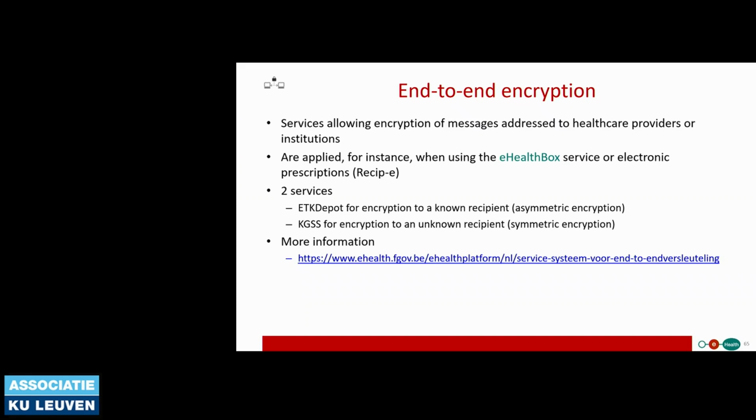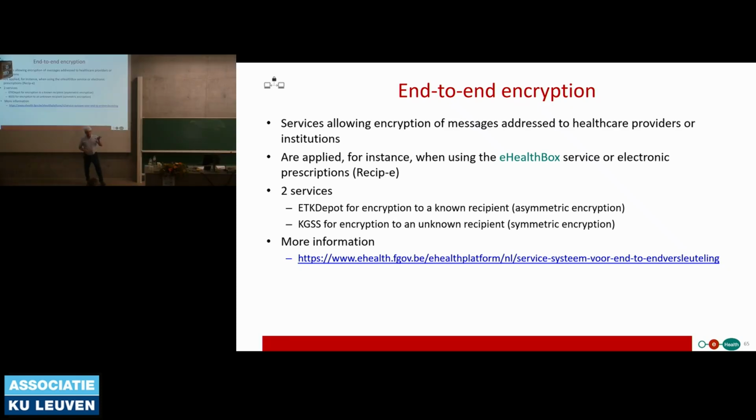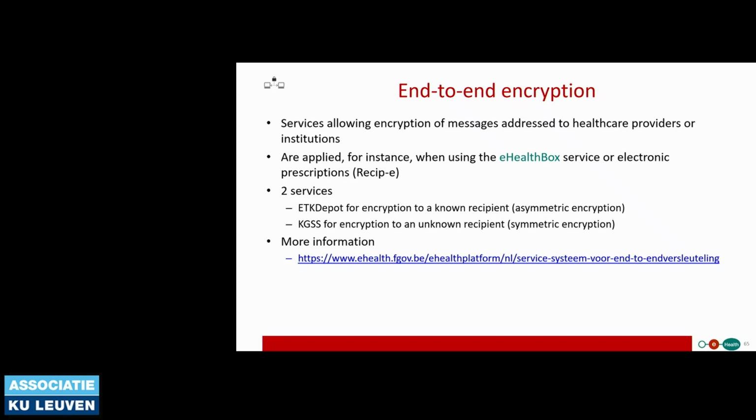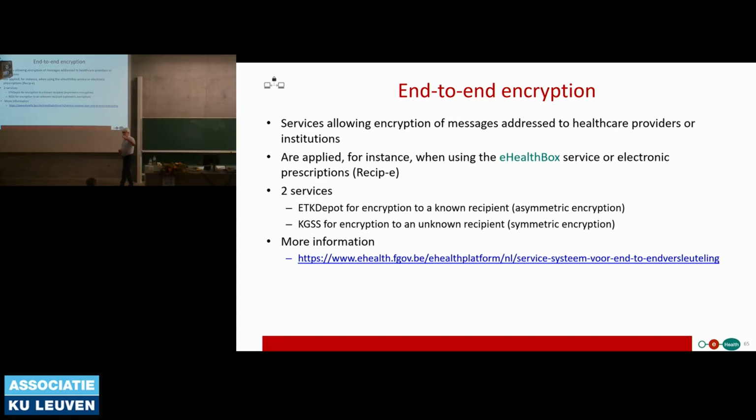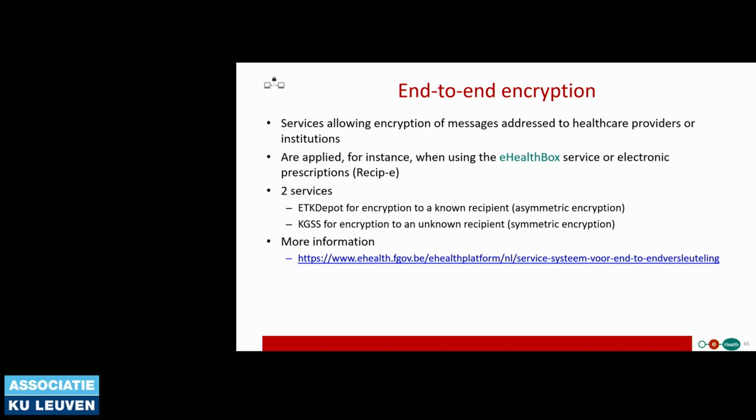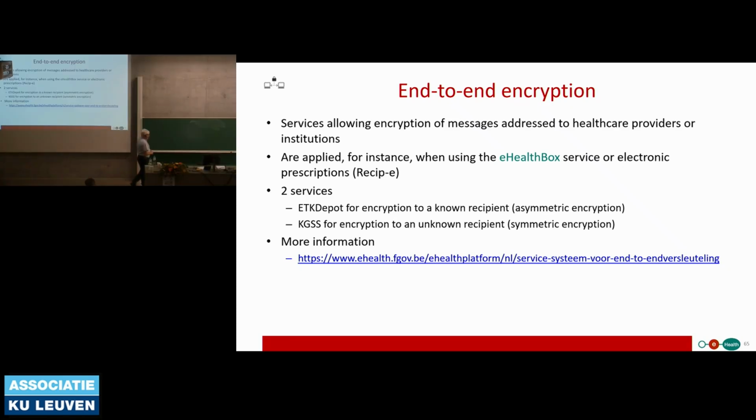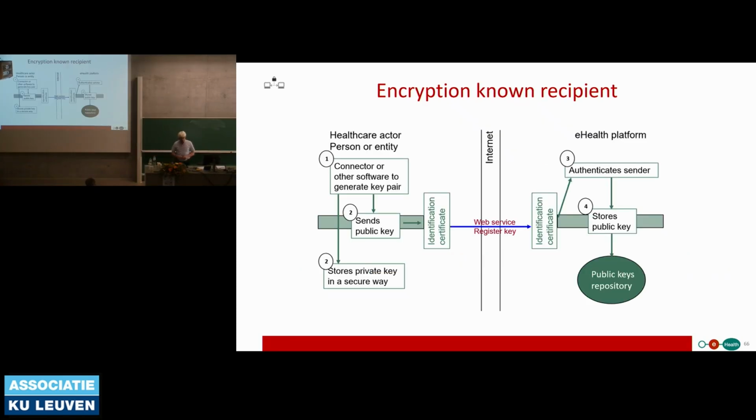And we have two situations. We have situations where we know the destiny of information at the moment that the message is sent, and we have a situation where we don't know the destiny. If a medical doctor sends a patient to a specialist, he knows who is the destiny, but when he prescribes a drug, the patient is free to choose his pharmacist. So we don't know at the moment that the prescription is made who will be the pharmacist that has to have access to the prescription. So that's why we created two basic services.